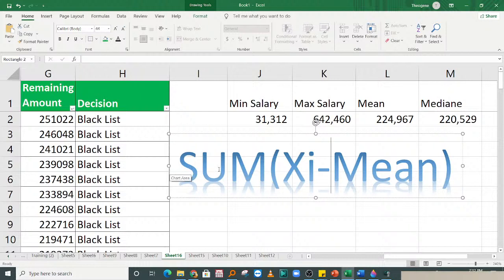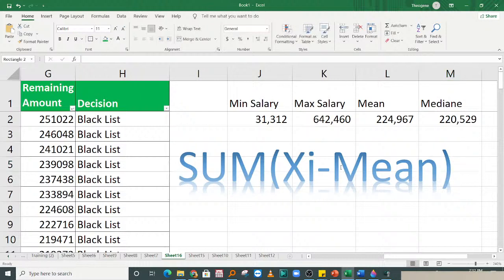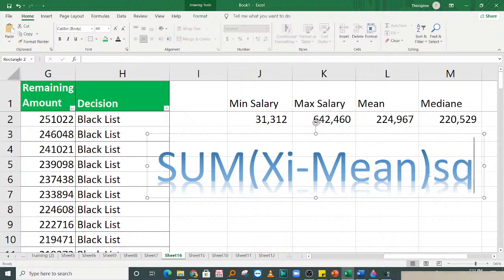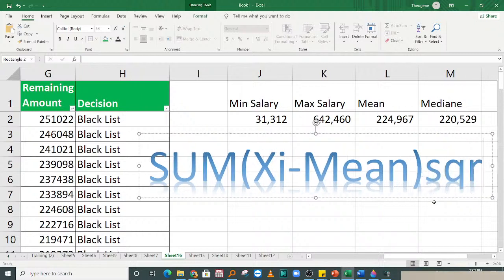So we should have the square of this, the square of this.